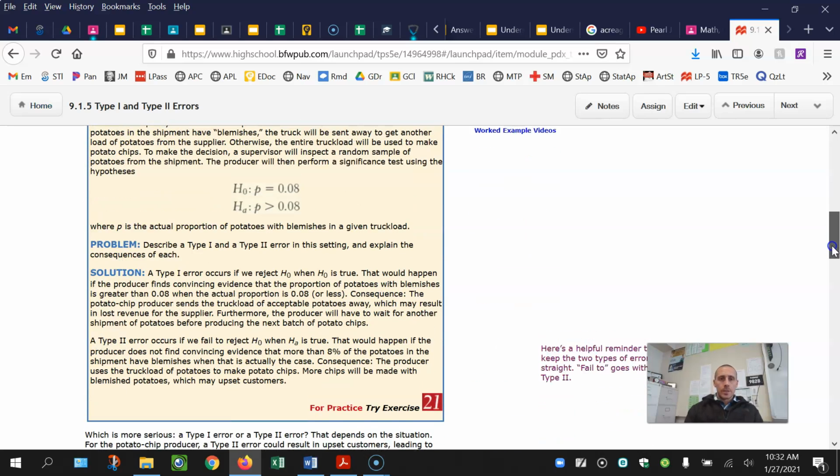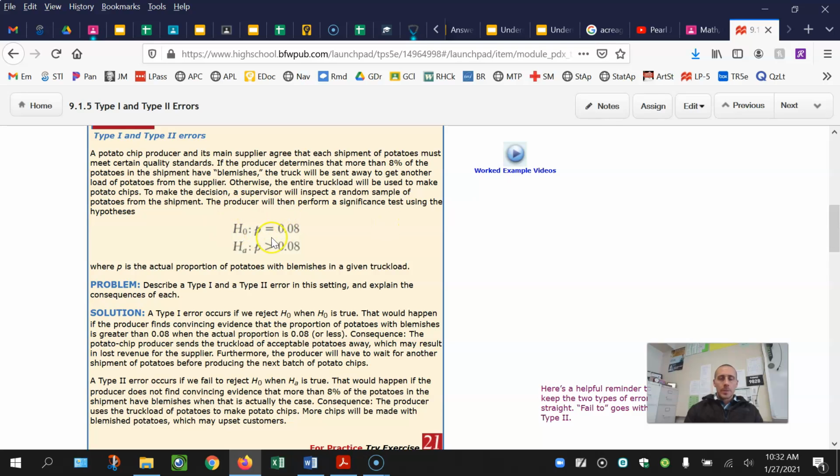So if we take a look at this, this is what percent of the potatoes are blemished on a shipment. Here, 8%, the alternative greater than 8%. And in essence, they're going to send the truck away. Say we're working at some potato chip factory. If more than 8% of the potatoes are bad, we don't want that shipment. We're going to send them away.